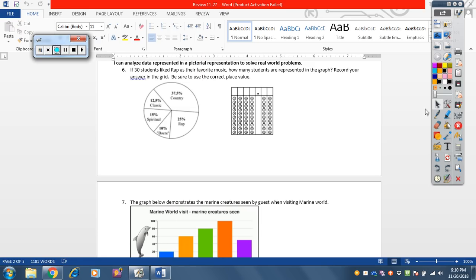All right, 6 says, and don't skip reading this stuff. This stuff has good information in it. 6 says, if 30 students liked rap as their favorite music, how many students are represented in the graph? So we want to know how many students there are all together. We know that 30 students like rap.